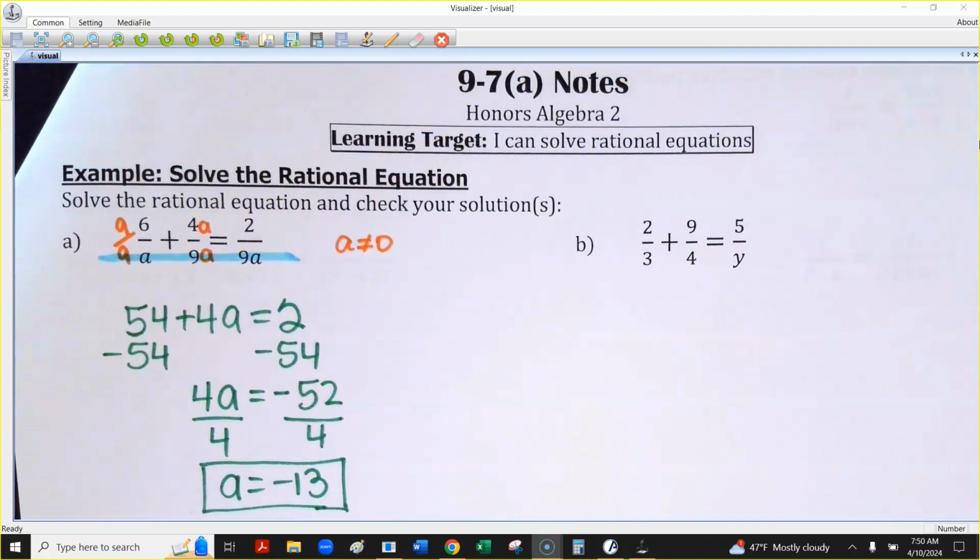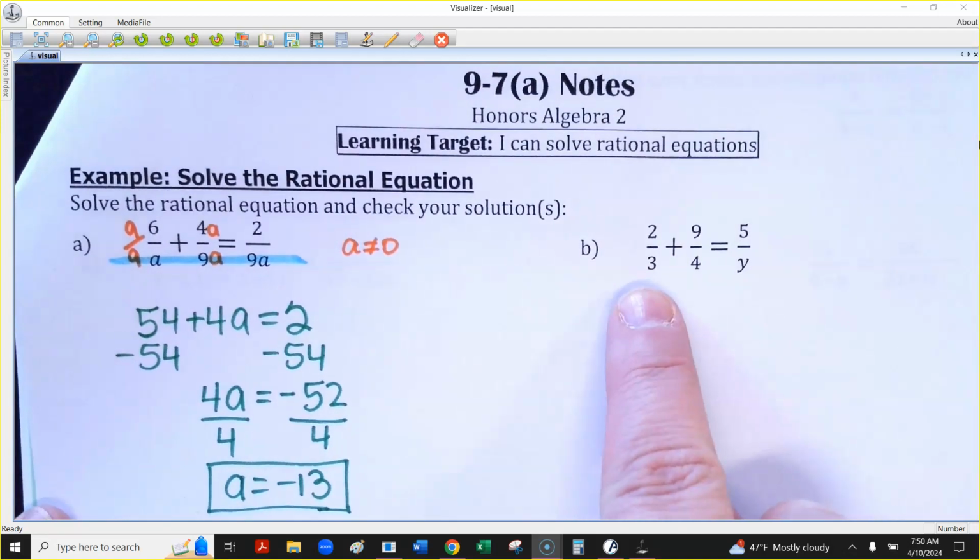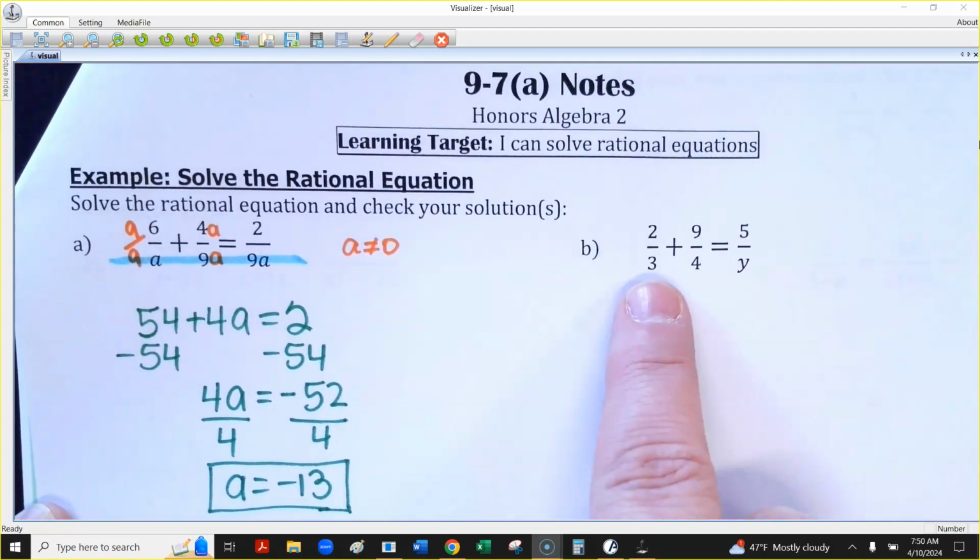And you will get this on a couple of the equations today. If your answer is what we would call a restriction for the questions we've been working on, then it's possible you will have no solution for a couple of these equations today. So just keep that in mind. So we got negative 13, that's not a problem. So that should work. All right, what would you use as the common denominator between 2/3, 9/4, and 5 over y?